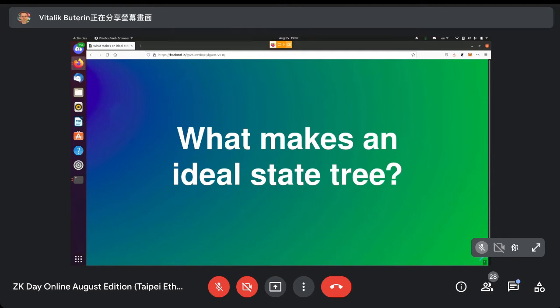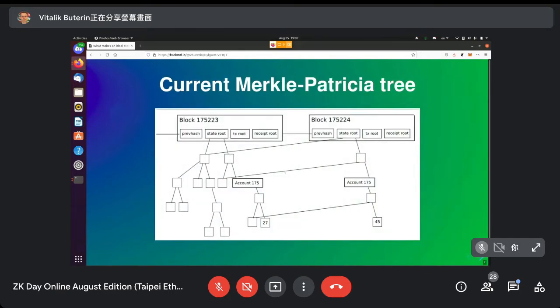very specific properties that we're looking for from a state tree and how the different options that we've considered compare with each other, and basically why the Verkle tree looks like the most attractive out of what we've seen so far, how some of the other options look, and what kinds of structures state trees might be used for in the future. So start off with the current Merkle-Patricia tree.